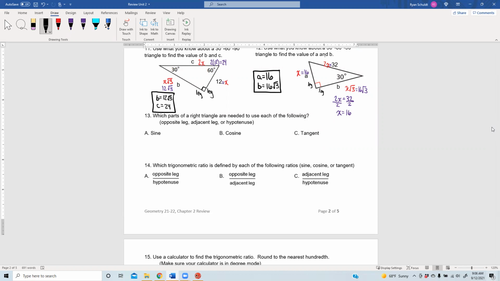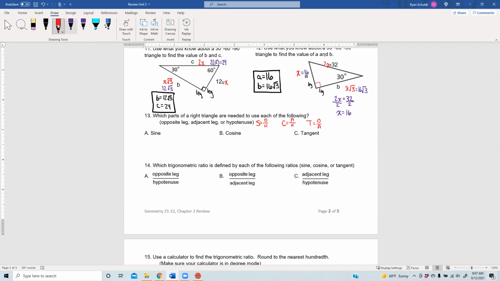Okay, number 13. 13 is asking us which parts of a right triangle are needed for each of the following: sine, cosine, and tangent. Well, that's dealing with our trig ratios. So to remember those, we used an acronym. We did SOHCAHTOA.